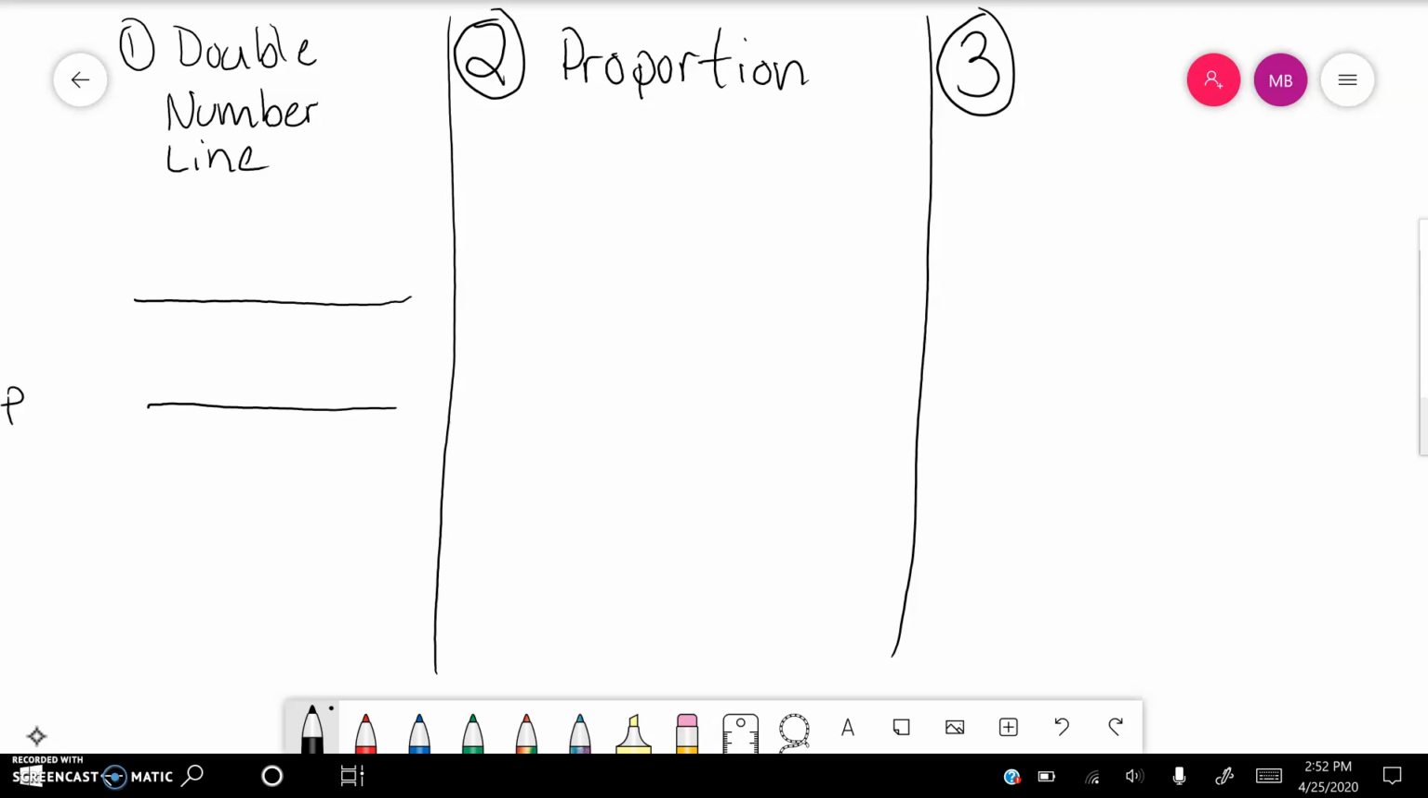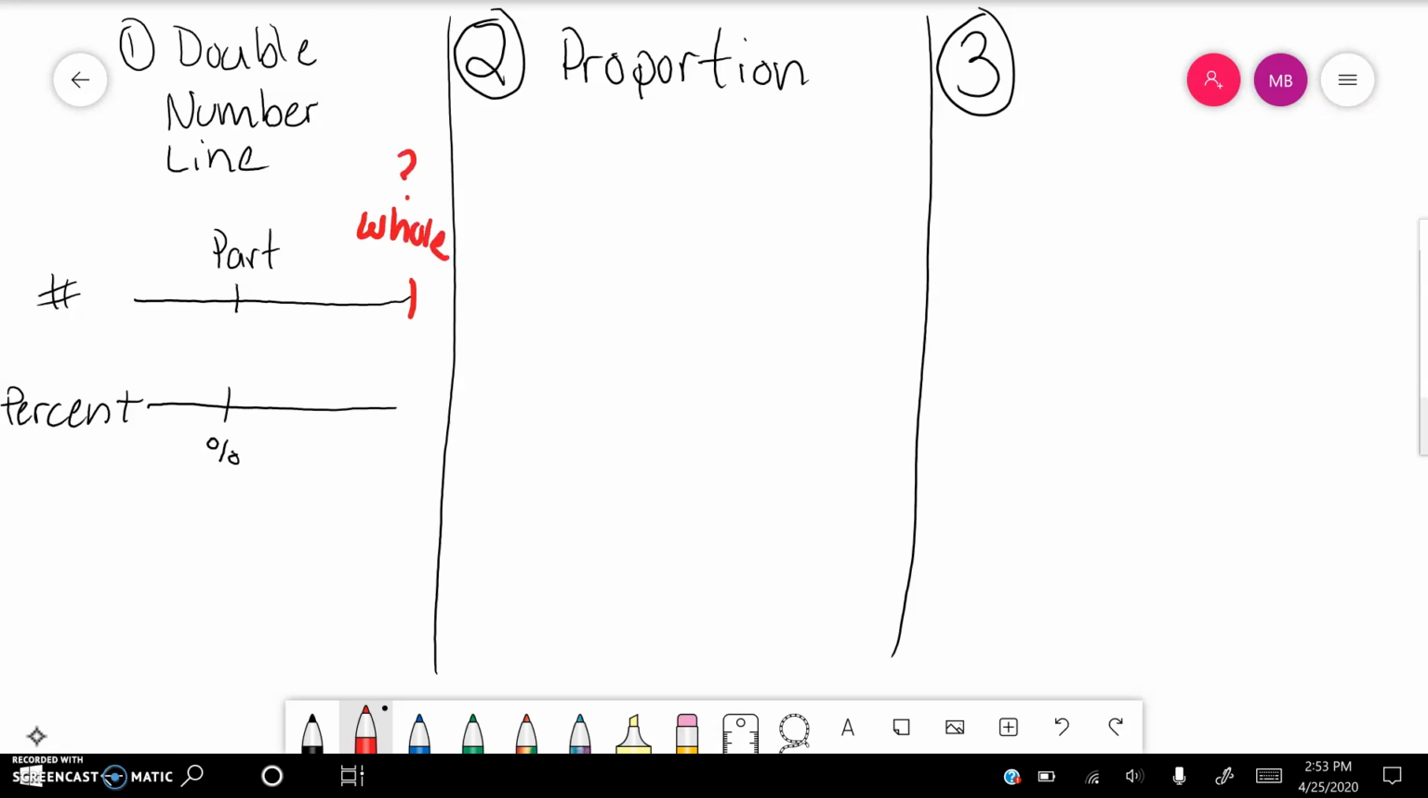So the bottom number line is going to be our percent, and the top is going to be whatever we're measuring. So we know the percent, and we know the part. So what we're going to do is place whatever the percent is, put that number on the double number line, and right above it, put the number for the part. Here, let me write part instead. You're looking for the whole.